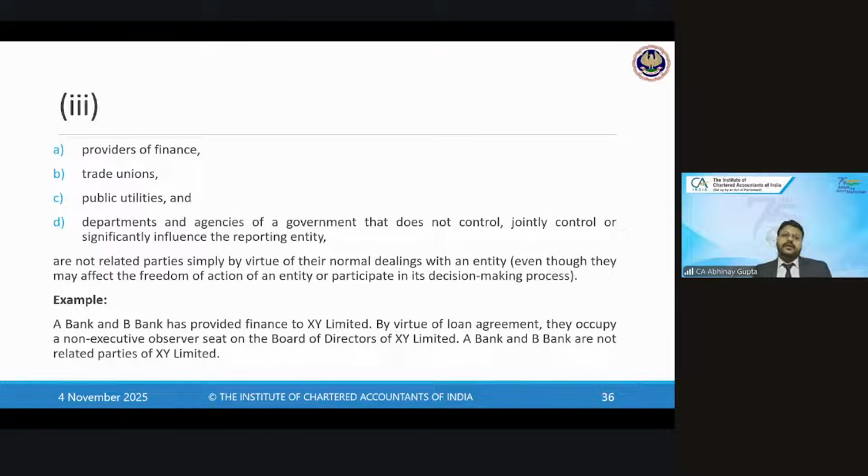Lenders are not related. Trade unions, public utilities, and departments and agencies of the government that do not control, jointly control, or significantly influence the reporting entity are not related, in spite of the fact that very significant transactions happen with these parties. Irrespective of the fact that the transactions have a significant impact on the financial statements, these parties are not related parties unless they are specifically covered within the other definitions or clauses which we have studied so far. Correct?